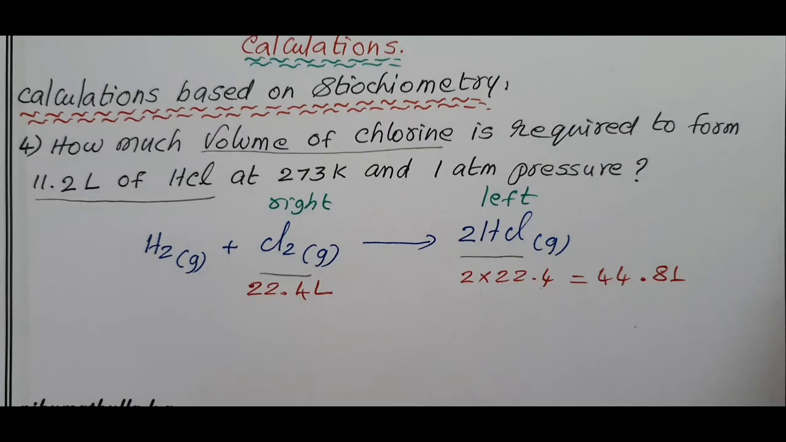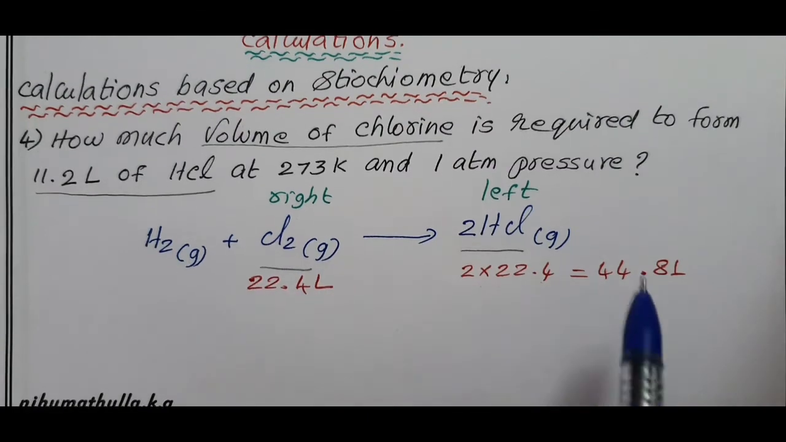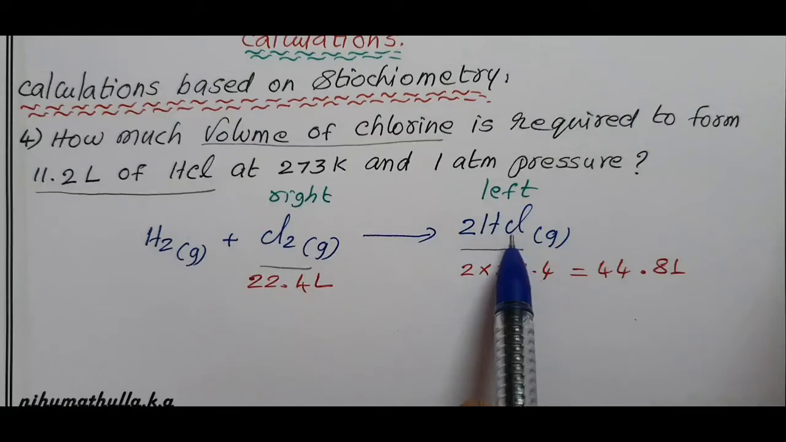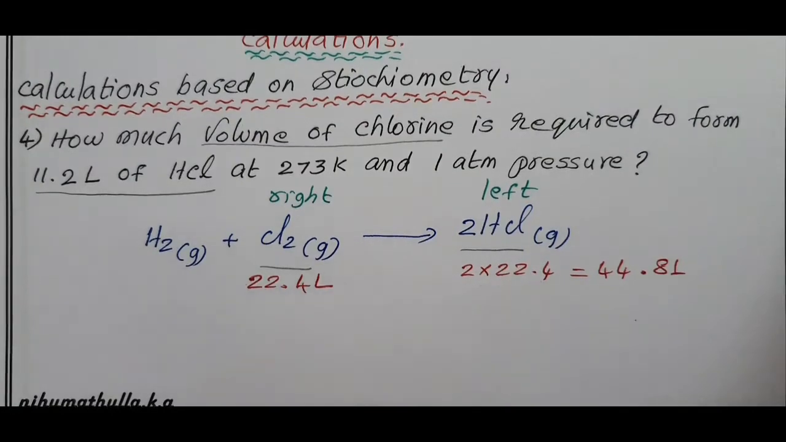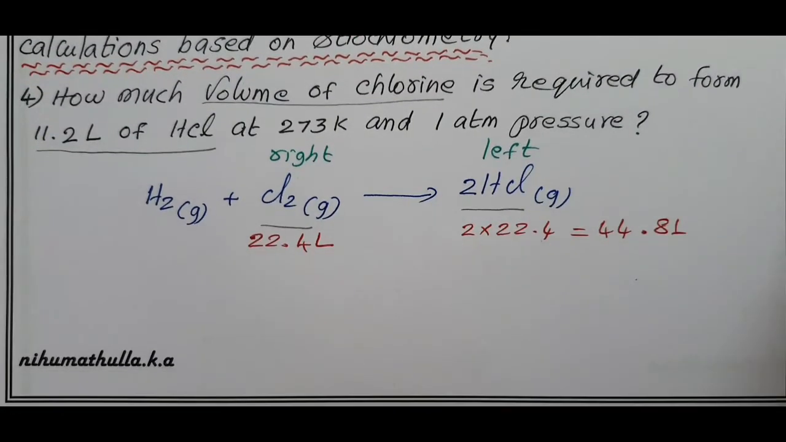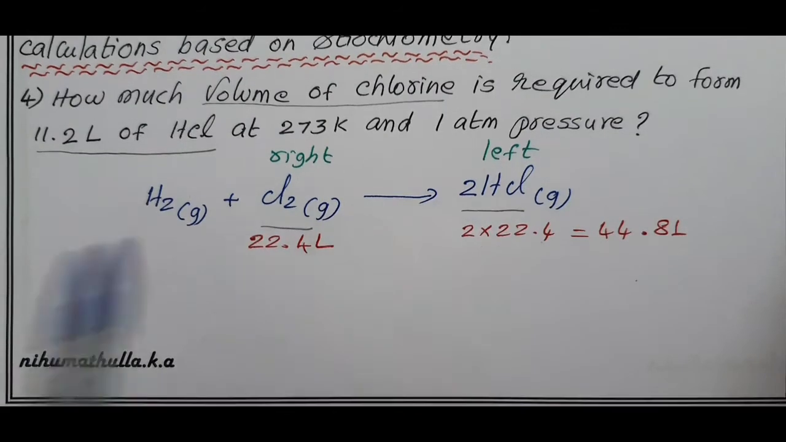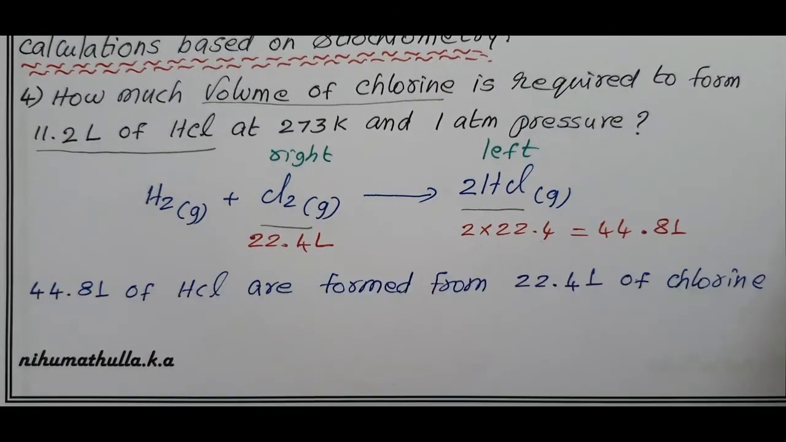Now, I write this sentence first. 22.4 liters of chlorine, it is the question, therefore it should be on the right hand side. 44.8 liters of HCl are formed from 22.4 liters of chlorine. This should be on the left hand side, chlorine on the right hand side. 44.8 liters of HCl are formed from 22.4 liters of chlorine.